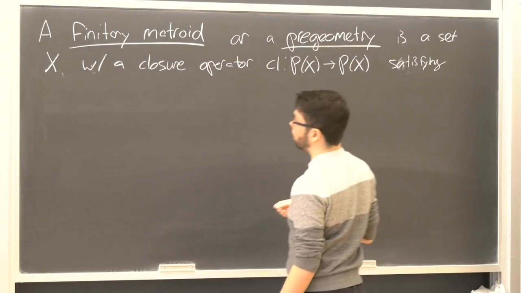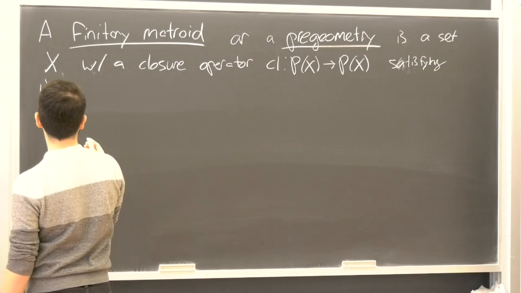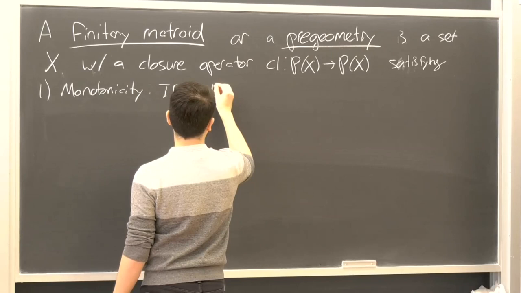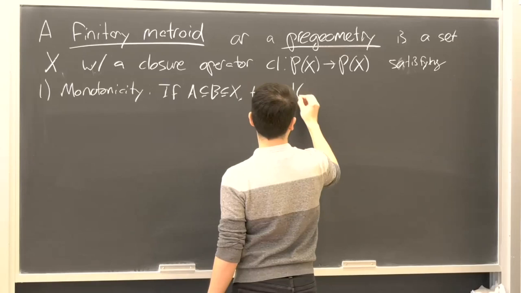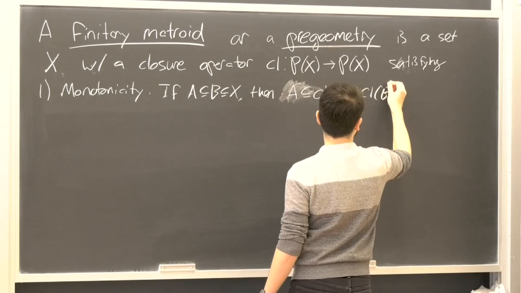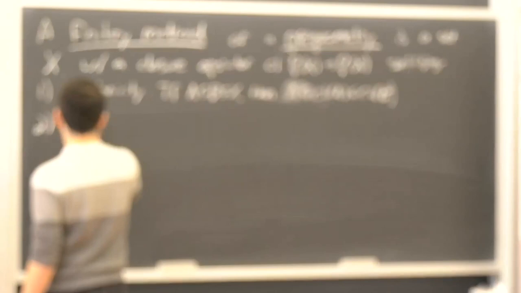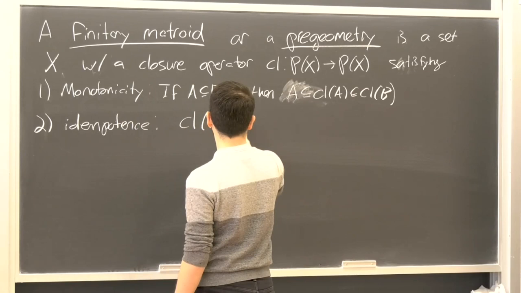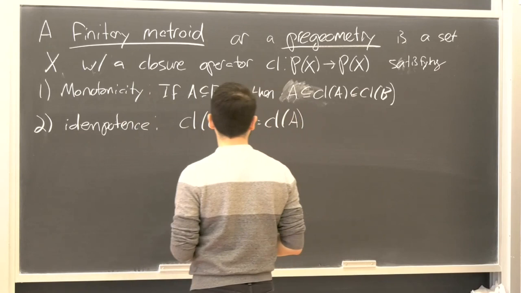So one, this is generally called monotonicity. If A is a subset of B, then A is a subset of its own closure, and that's a subset of the closure of B. Two, idempotence. So this says that the closure of the closure of A is just equal to the closure of A for any subset A.